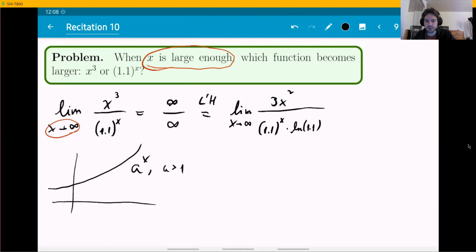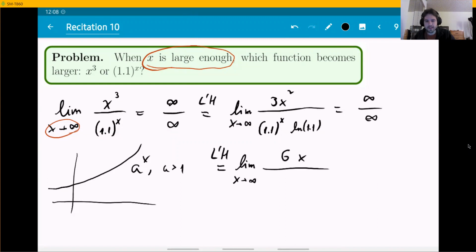Just like with the exponential function e to the x, ln of e would have been just 1, right? So this is the derivative. All right, ln of 1.1 is just some positive number because 1.1 is larger than 1. And this is still a limit going to infinity over infinity, again because of the exponential and the x squared. So we're going to do L'Hopital again. And you see where this is going. L'Hopital is going to be applied 3 times, just like before.